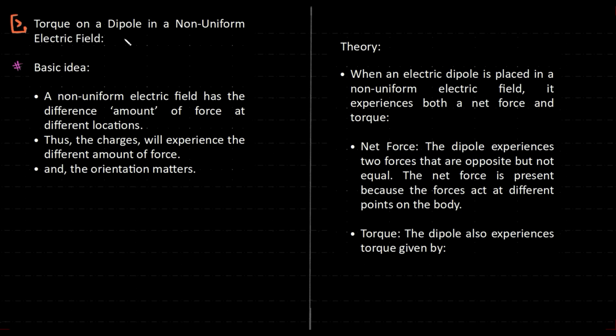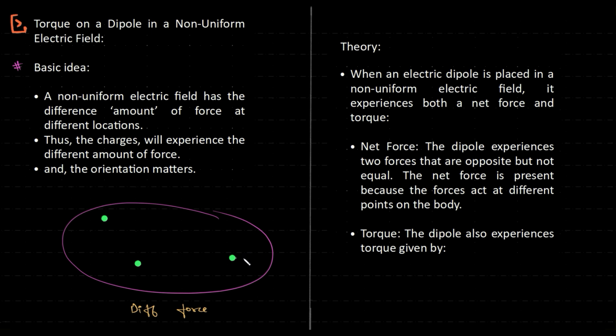Let's look at a scenario wherein a dipole is in a non-uniform electrical field. First thing is, what is non-uniform about this electrical field? What it means is, if I have a charge over here, the same charge over here, the same charge over here, in this space, in this field, it will experience different force.